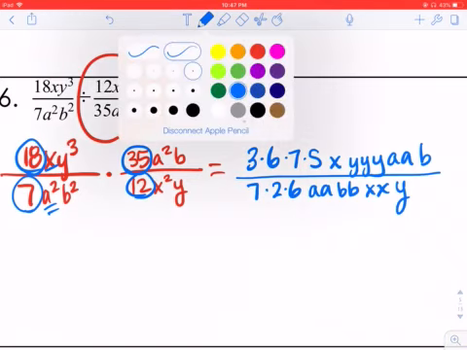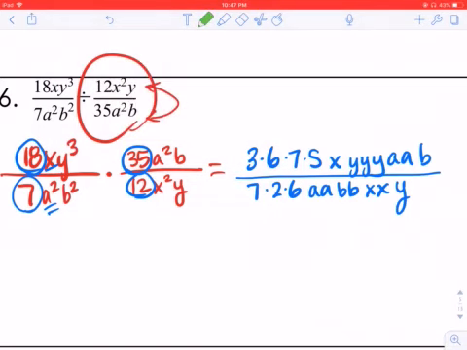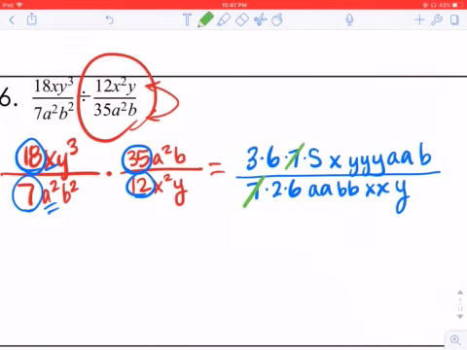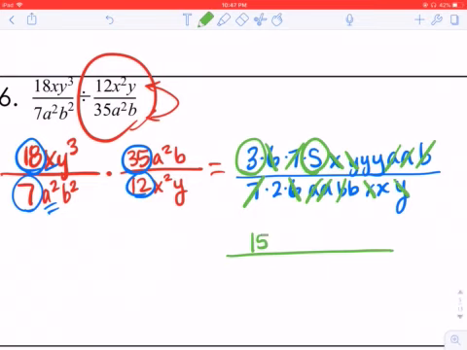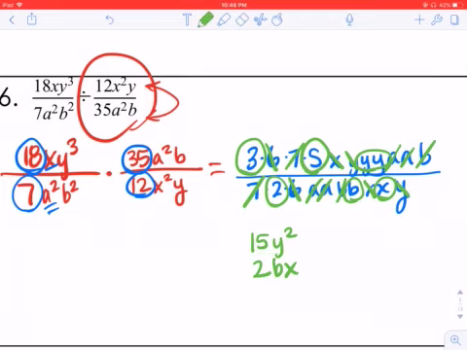And I go to town canceling things that are similar, or are the same. So a 7 here and a 7 here can be canceled. A 6 here and a 6 here could be canceled. An x and an x, a y and a y, 2 a's and 2 a's, a b and a b. I'm going to see what I have left. So I have a 3 times the 5 gives me 15. Y times y is y squared. 2 on the bottom with a b and an x. B and x.